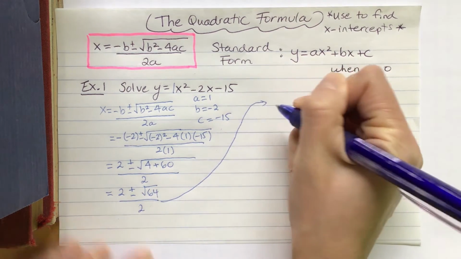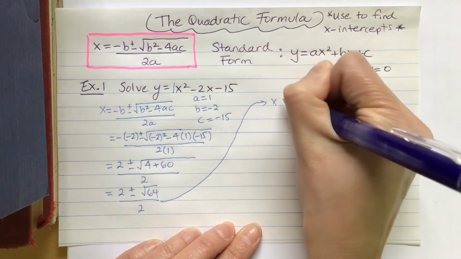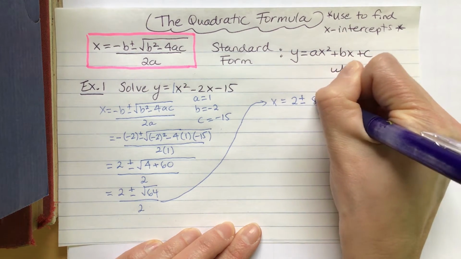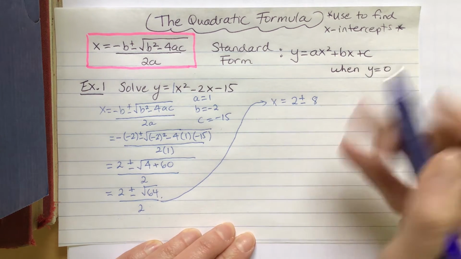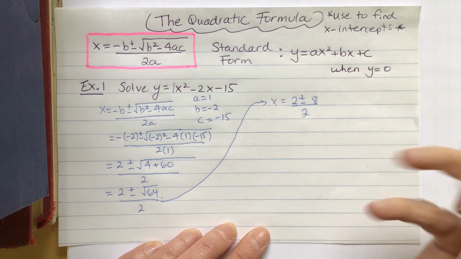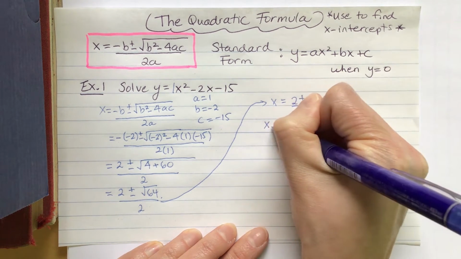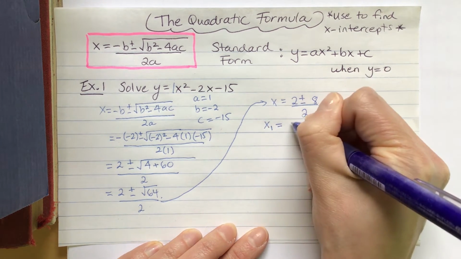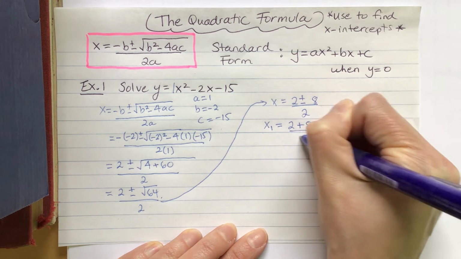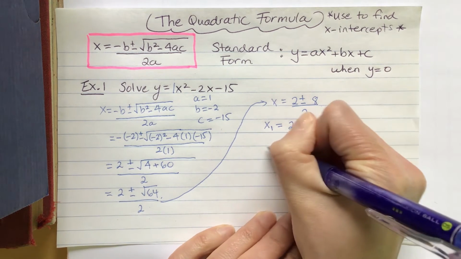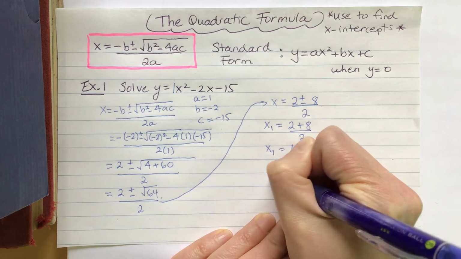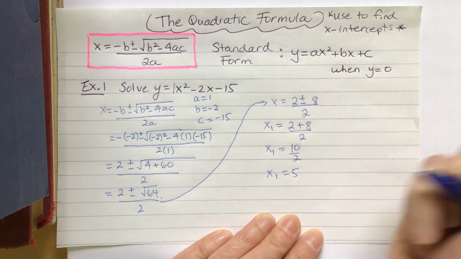Okay, we're going to go up here so we don't move off the page, and x is equal to 2 plus or minus 8, right, because the square root of 64 is going to give us positive 8, and all that is divided by 2. Now there's going to be two possibilities here. So we have the possibility that x is 2 plus 8, all divided by 2, and we're just going to complete that. So that's going to give us 10 over 2, and that gives us 5.